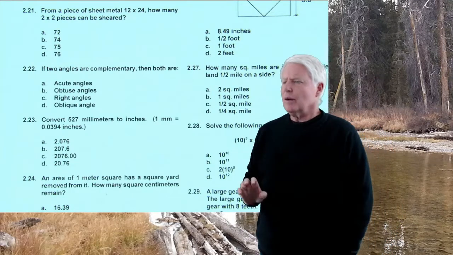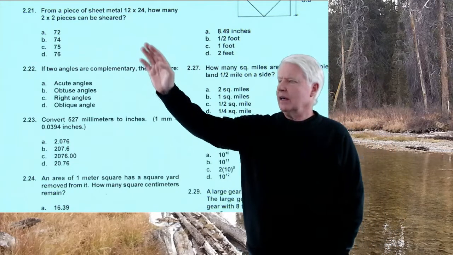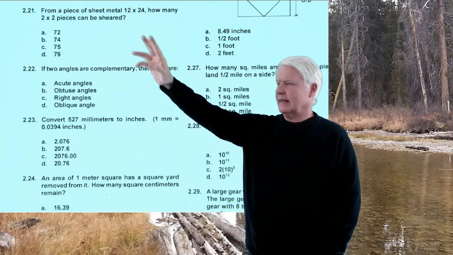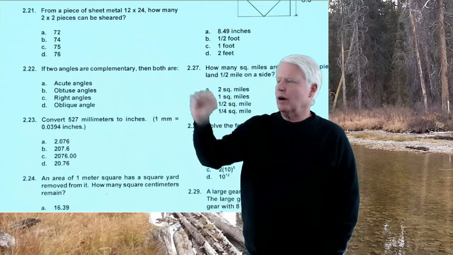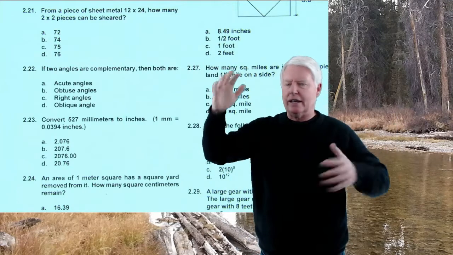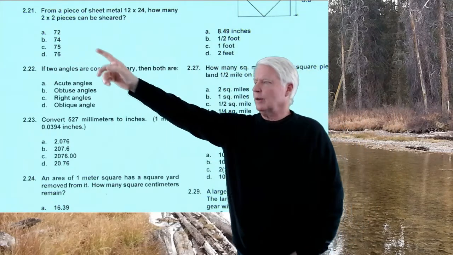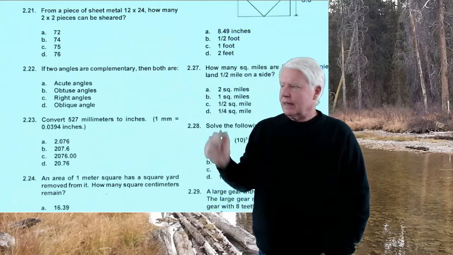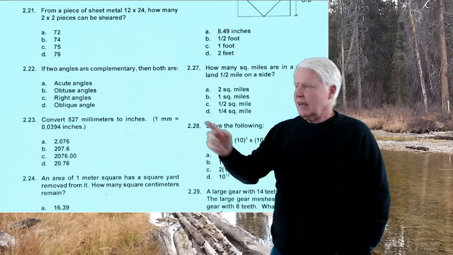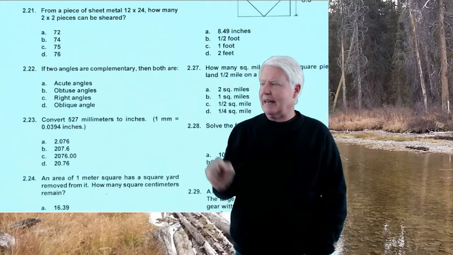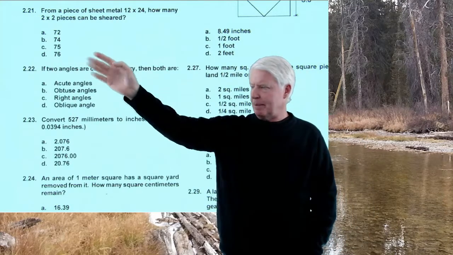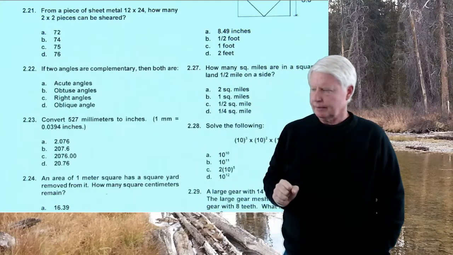can be sheared? Well, this one isn't too difficult. Notice it didn't give us any units or anything. It doesn't matter. So we'll multiply 12 by 24, and that'll give us the area of the big sheet. And then we'll go 2 by 2, which will be 4, an area of 4 square units. And we'll see how many 4 fits into that area, and that will give us how many pieces can be sheared. So let's do that.